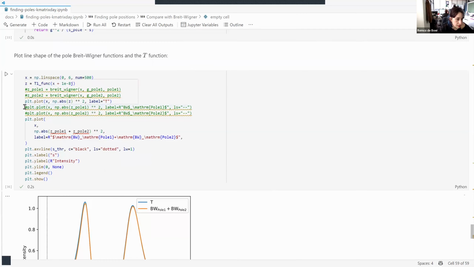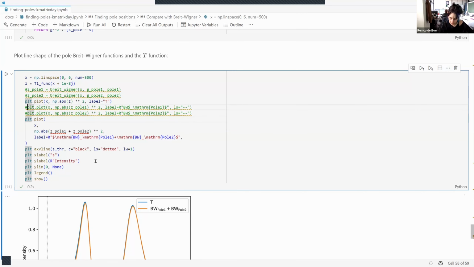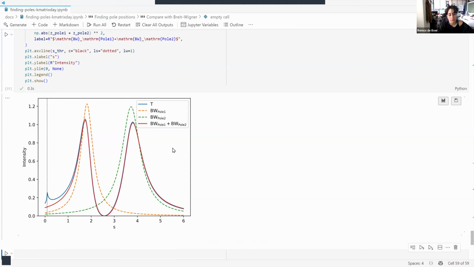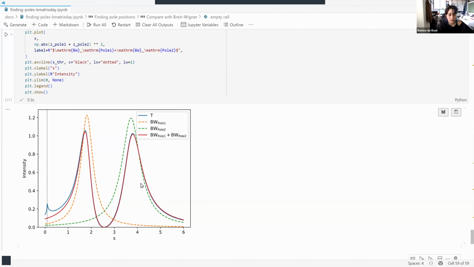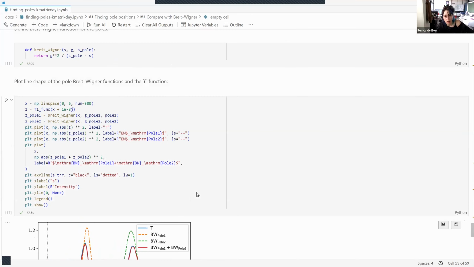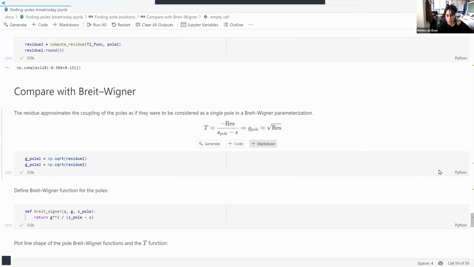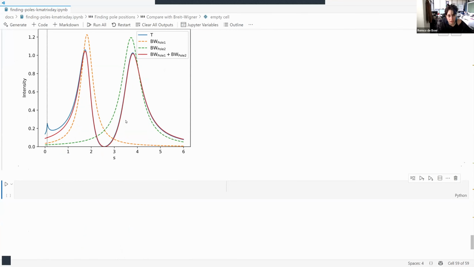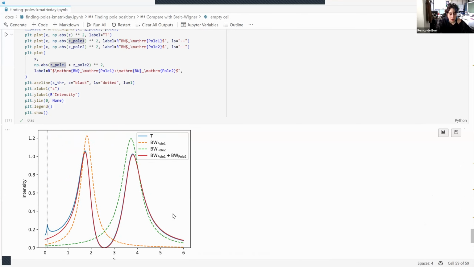And what I can also plot then is each of the Breit-Wigner parameterizations separately, so as if the poles were to be considered as single poles in a Breit-Wigner. And then I can see these ones here. So just to verify, it now becomes clear that essentially my residues are equivalent to these pole couplings. So the square root of the residues is equal to the pole couplings as if the poles were to be considered in a single Breit-Wigner parameterization.